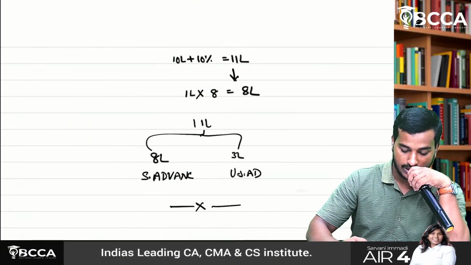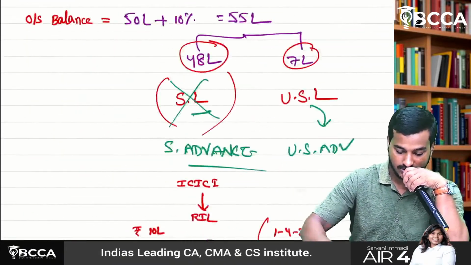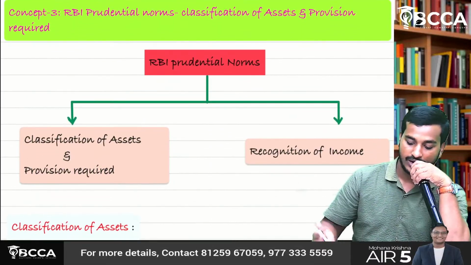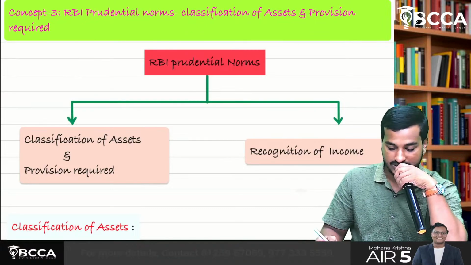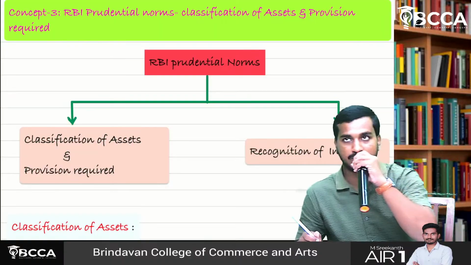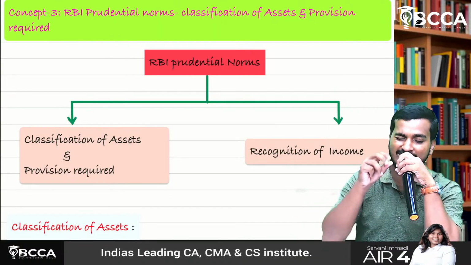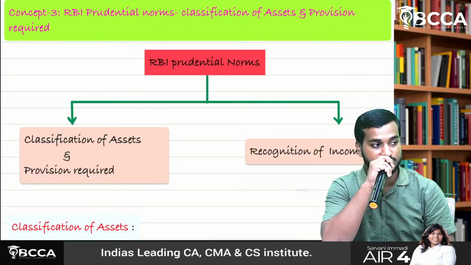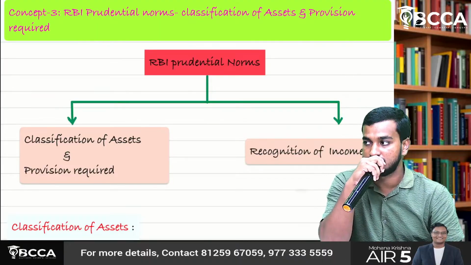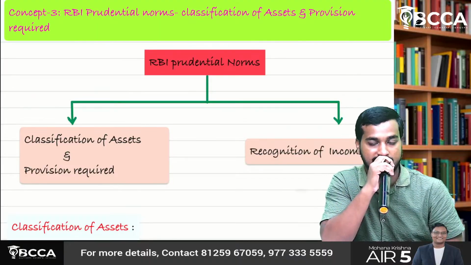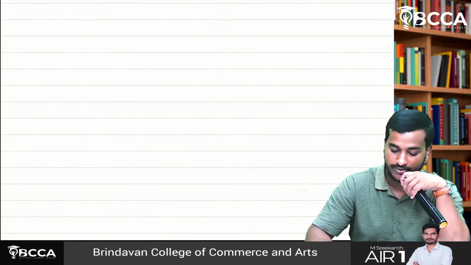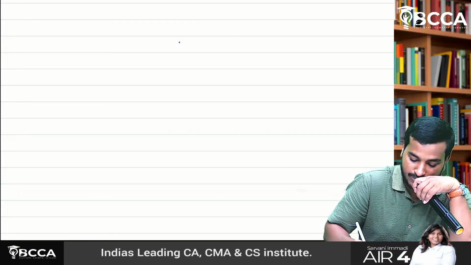So let's move on to the next concept, concept number 3. What is concept number 3? RBI prudential norms, classification of assets and provisions required. Listen, it is a little bit interesting and conceptual topic, more of a conceptual topic I can say. That is the exact word. Listen, first of all, for example, SBI bank is there.